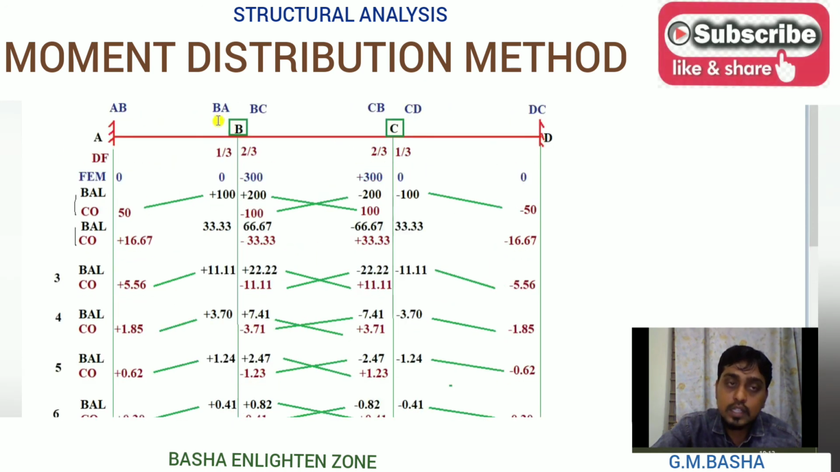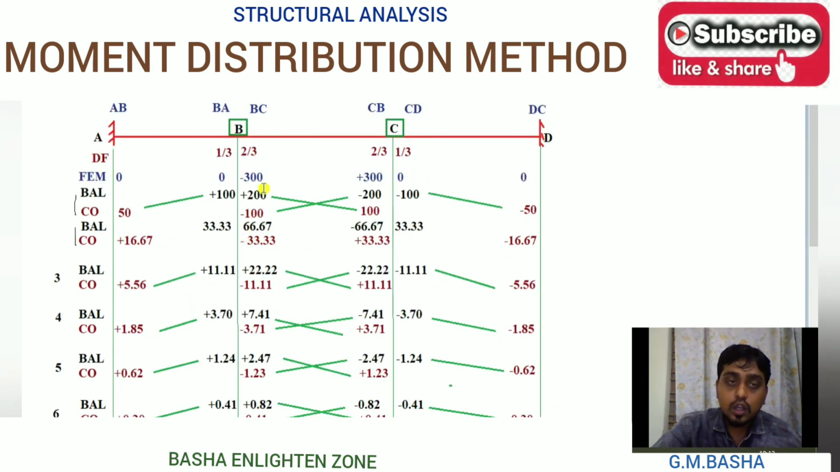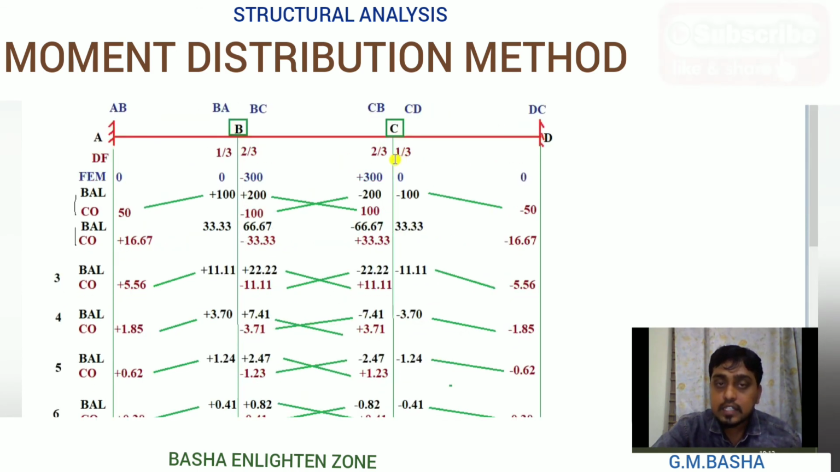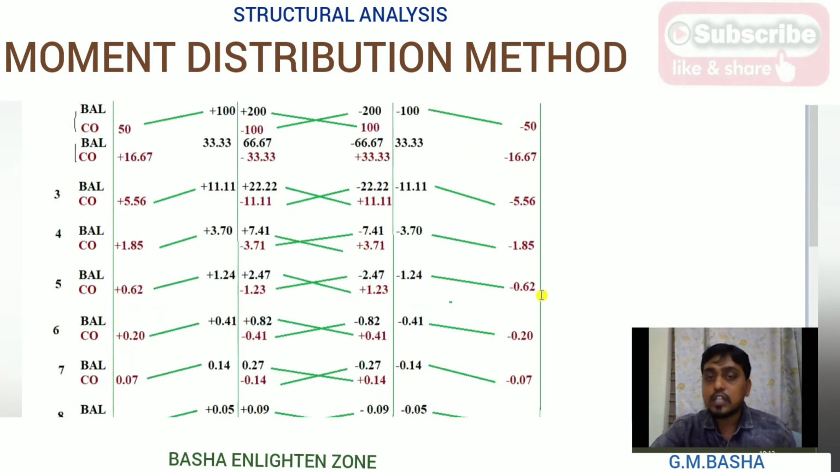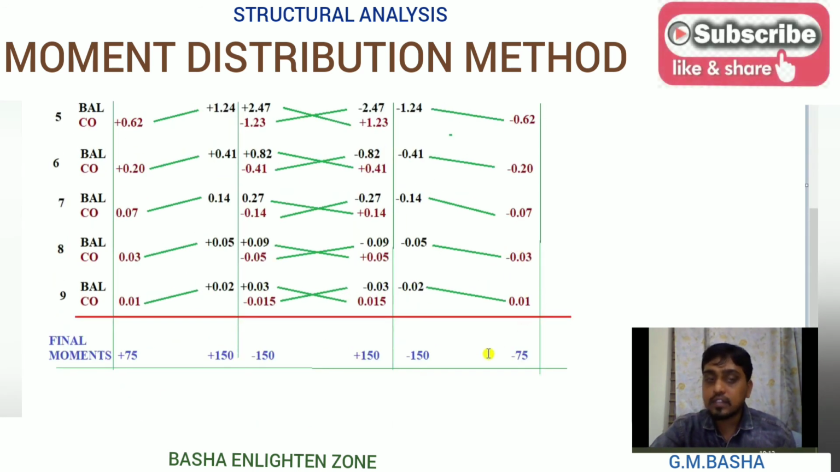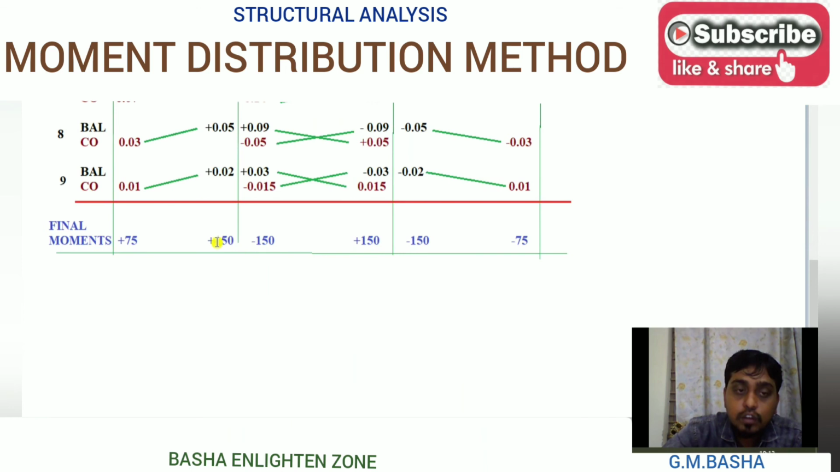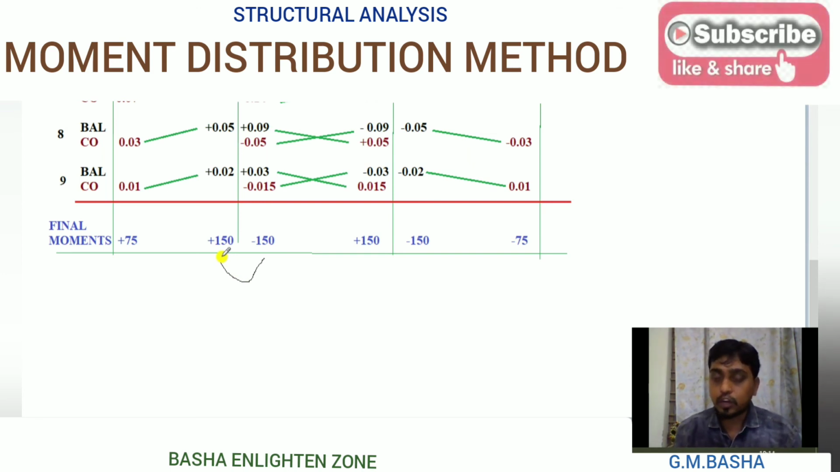Similarly you can add all these moments for BA, then you will get a plus 150. Similarly you can add all these values, you will get minus 150. So again for BC and CB and CD also you will get a plus 150 and minus 150, and the last value, which is DC value, will be equal to minus 75. At the same time, the sum of the moments at a particular joint will be equal to 0. So for BA it will be plus 150, similarly for BC it will be minus 150. If you add these two you will get a 0 at that particular joint. So sum of the moments at a particular joint will be equal to 0. So you remember that point also.